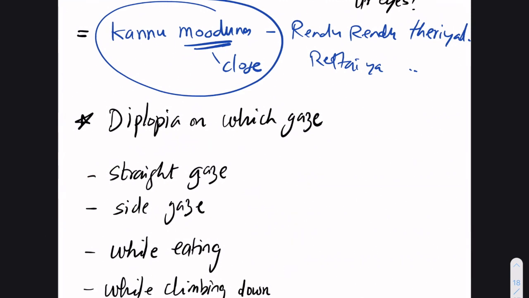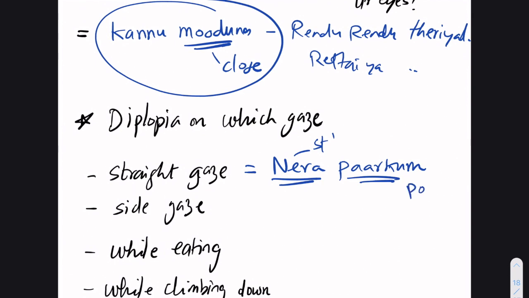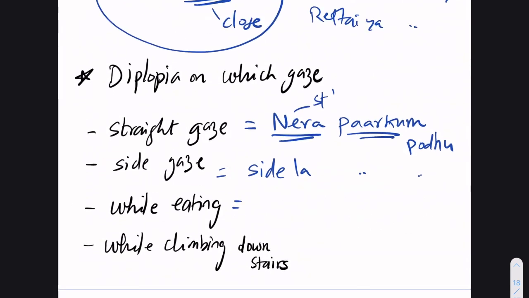Another very important history. See, I'm focusing on these bare details because history is the most important, and it's important to know these minor details when you ask history. So straight gaze means nera parkum bodu. Nera means straight. Park means to see. நேராக பார்க்கும்போது ரெண்டு ரெண்டாக தெரியுதா? Side gaze: சைடில் பார்க்கும்போது ரெண்டு ரெண்டாக தெரியுதா? Because you want to rule out this side gaze, if it's an LR palsy, a lateral rectus palsy, it will be a side gaze diplopia.